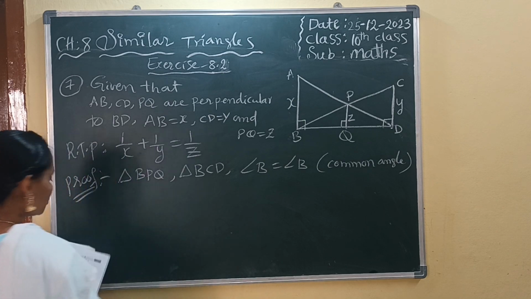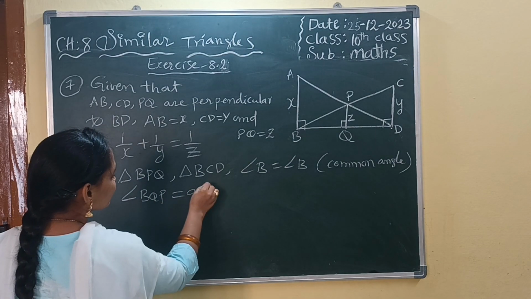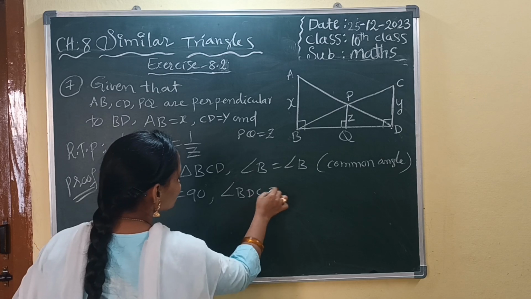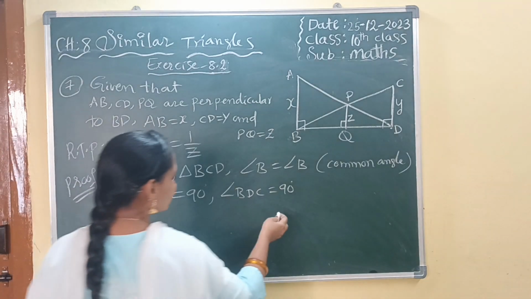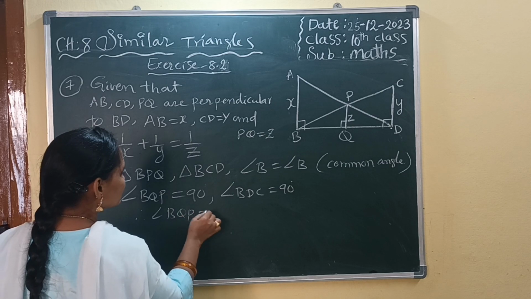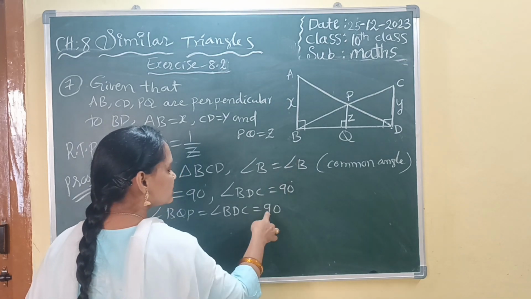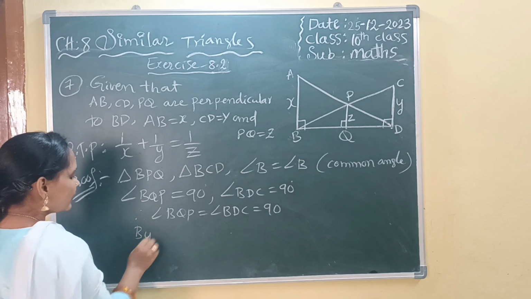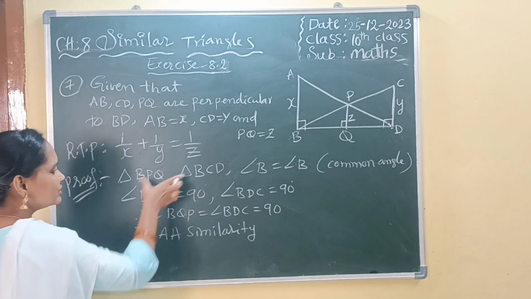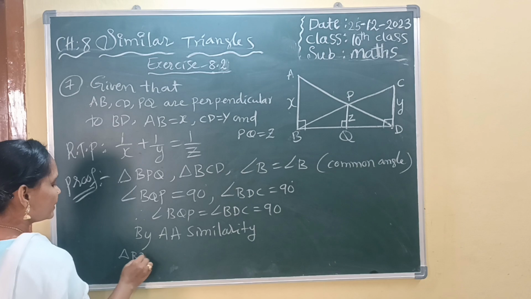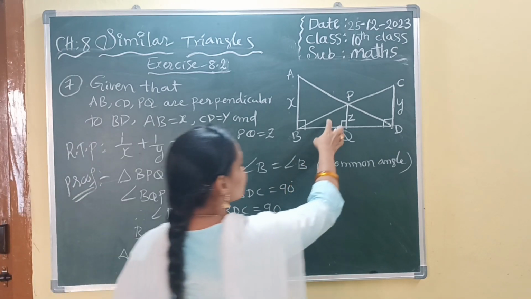Next, in BQP and BDC, angle BQP is 90 degrees, angle BDC is also 90 degrees. So we can write angle BQP is equal to angle BDC is equal to 90 degrees. We got two angles here. So by AA similarity, we can write triangle BPQ is similar to triangle BCD. These two right angle triangles are similar.